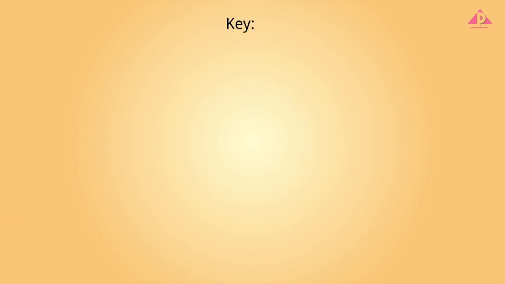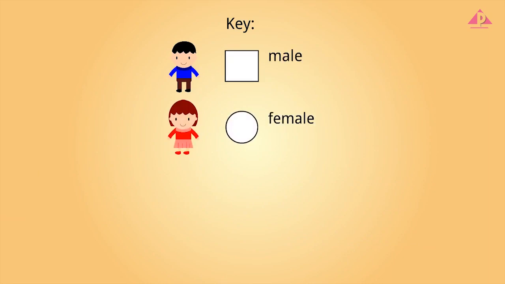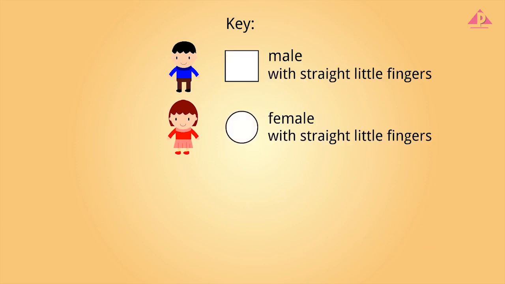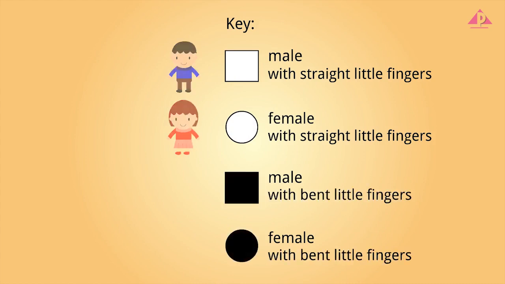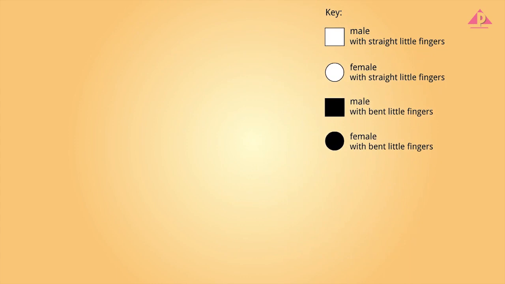First, draw a key. Males are represented by squares and females by circles. Straight little fingers are represented by white shapes and bent little fingers by black shapes. In this family, we have a male with bent little fingers and a female with straight little fingers. Husband and wife are linked by a horizontal line.